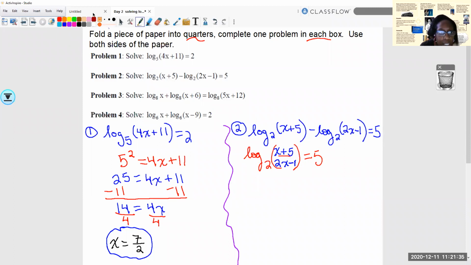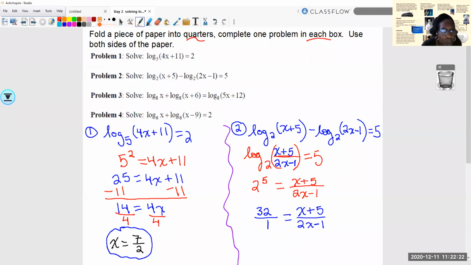How do you solve log equations? You rewrite into exponential form. So it's all about that base, 2 to the 5th equals x plus 5 over 2x minus 1. Okay, almost there. Simplify. 2 to the 5th power, I believe, is 32. Yeah, we should know that. So this becomes 32 over 1. Remember, this is our proportion. Once you have a fraction, you can convert the whole number into a fraction.